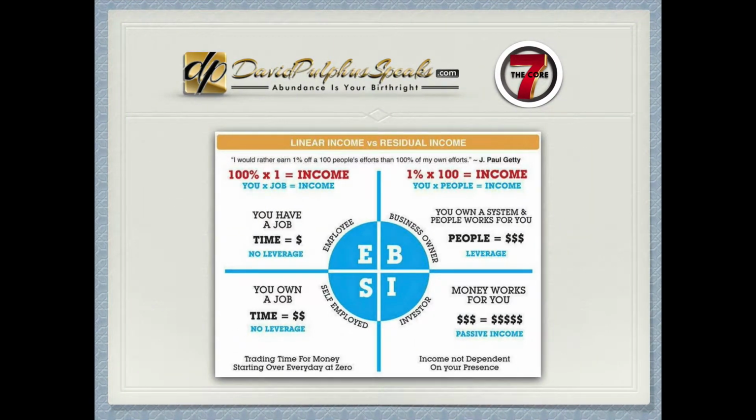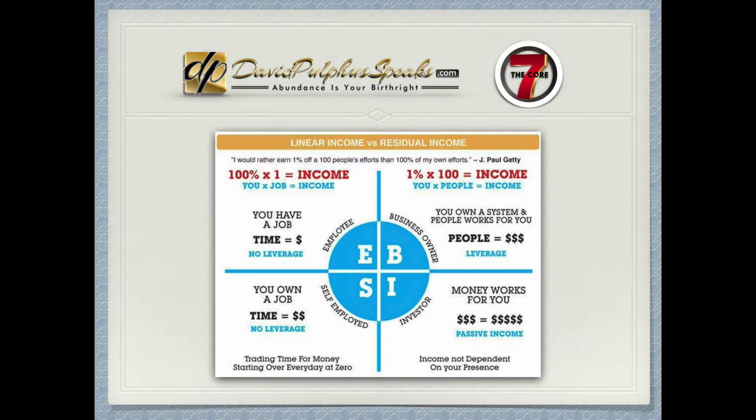let's look at the right side, or depending on your perspective, could be the left side, but it's the business owner and the investor side, the BI of the quadrant. Let's read the quote again from J. Paul Getty. He said, "I would rather earn 1% of 100 people's effort than 100% of my own efforts." Now, when you're flowing from the B quadrant, you're the 1%, and you're tapping into 100% of other people to get your income.